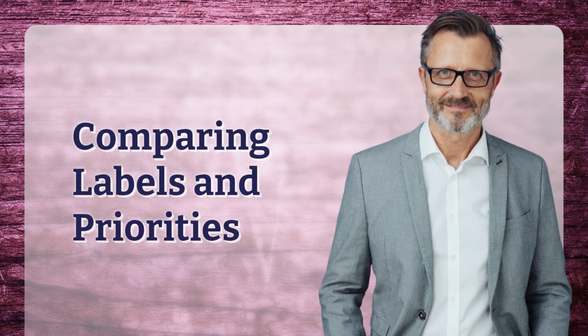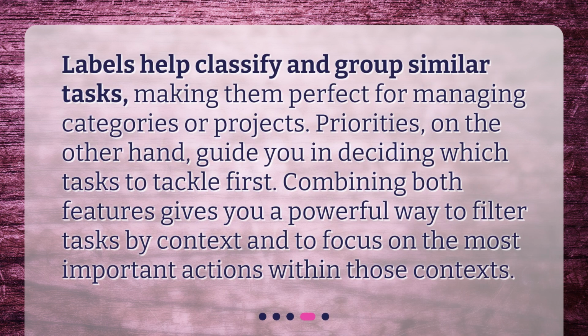Comparing labels and priorities. Labels help classify and group similar tasks, making them perfect for managing categories or projects. Priorities, on the other hand, guide you in deciding which tasks to tackle first. Combining both features gives you a powerful way to filter tasks by context and to focus on the most important actions within those contexts.